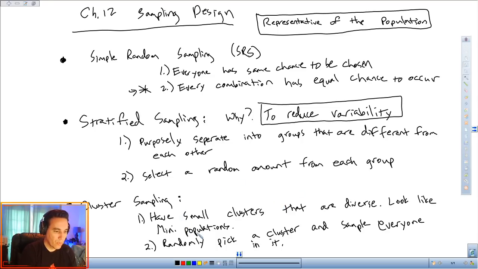Cluster sampling, we have small groups that are diverse. So you might have the swim team, the football team, the tennis team, right? They all have all grades in there. Like they're little diverse groups. That's a cluster. And then you just randomly pick a certain number of clusters. So you randomly pick a cluster and survey everyone in it, right? That was your big idea of the cluster sampling.